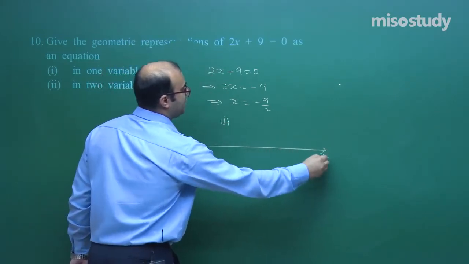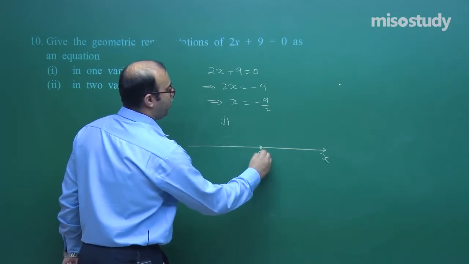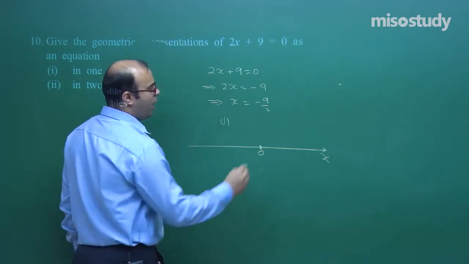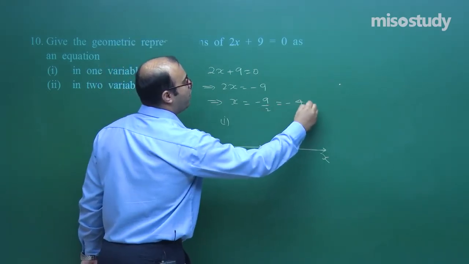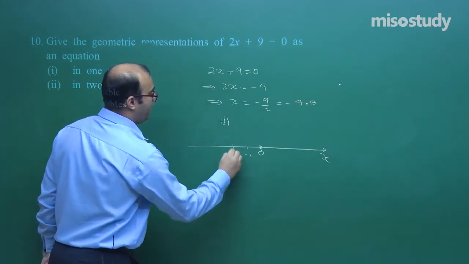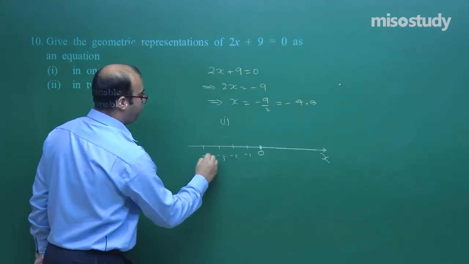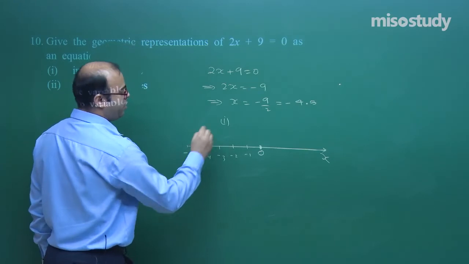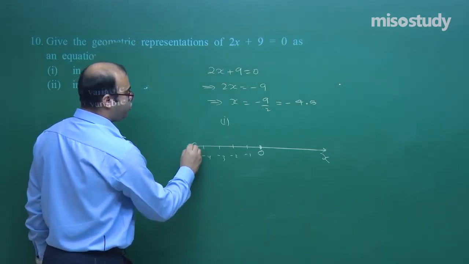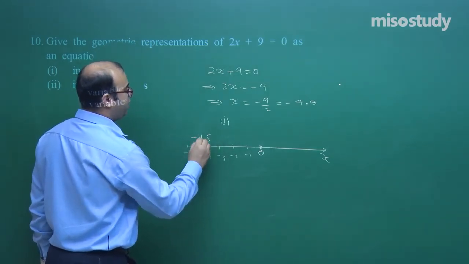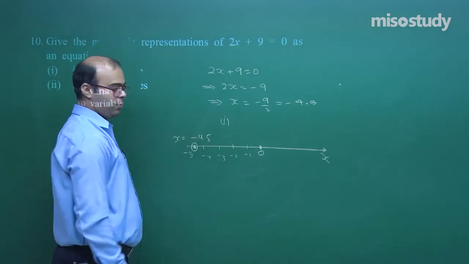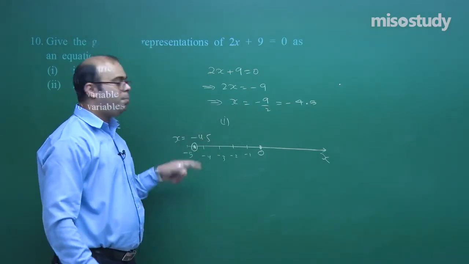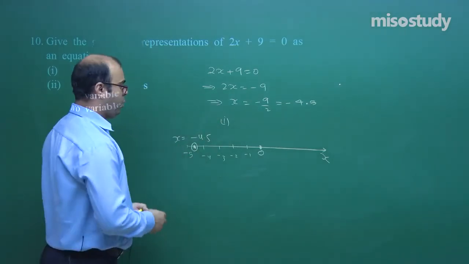Now this is a number line, since we are talking about 1 variable, first case. So this is the x-axis, this is the origin on the number line. x is equal to minus 9 by 2 is minus 4.5. So we will take minus 1, minus 2, minus 3, minus 4, minus 5 like this. Minus 4.5 is in between here. So this point is minus 4.5, which is the value of x. So this is again represented by a point, x is equal to minus 4.5.